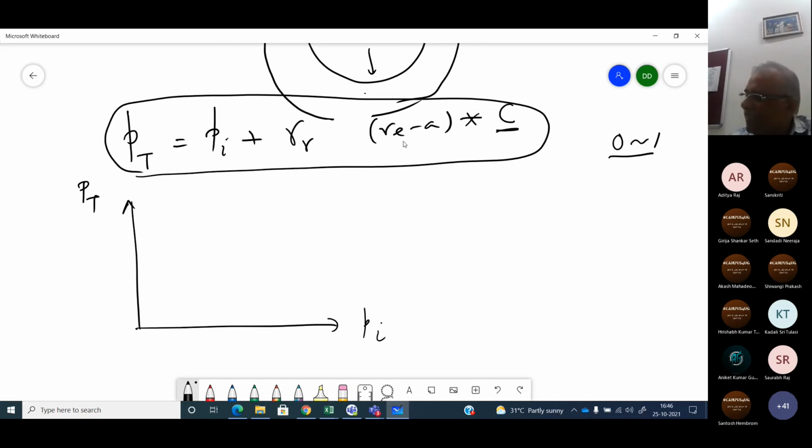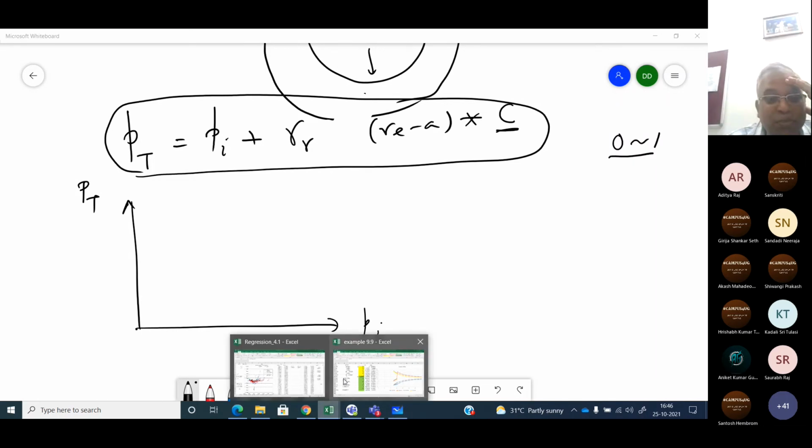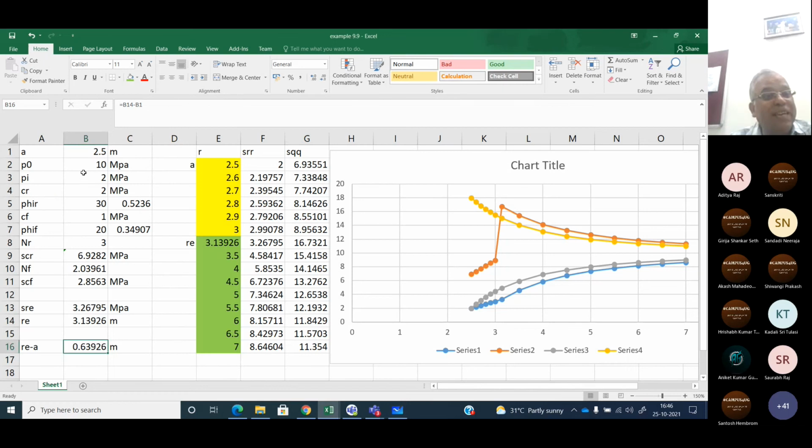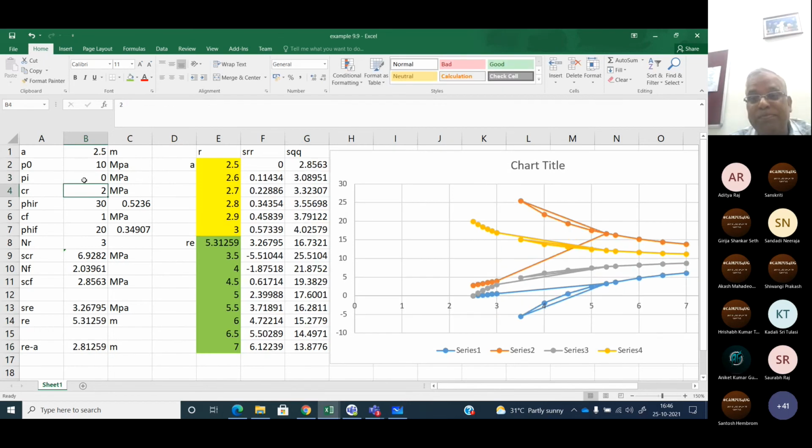What happens if Pi is 0? Let's say 0. Okay, let me show you here. I'm not sure whether it will work. Let's say I put Pi 0 here. Okay, there is an issue because RE becomes extremely high. So this graph is not right. Okay, I can change it though. Just a minute.